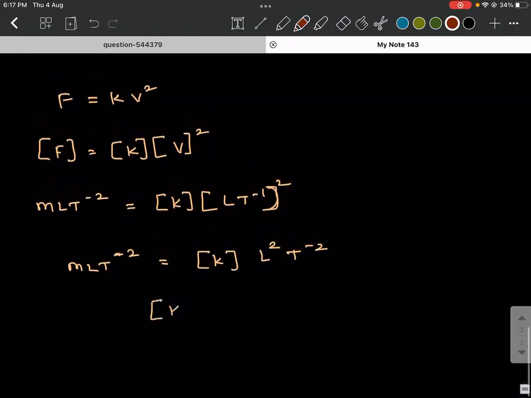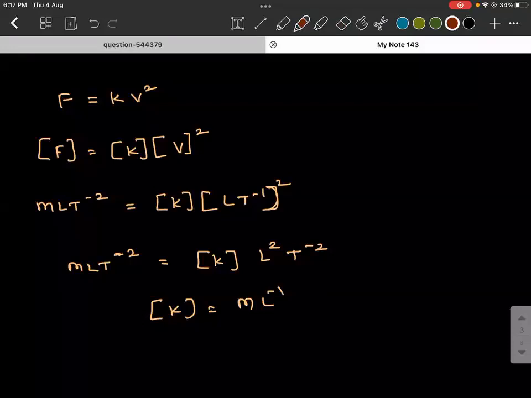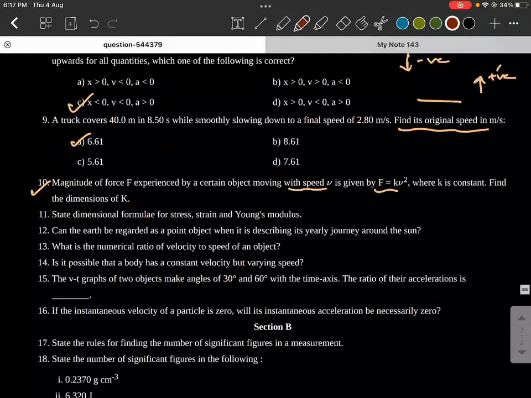So what is the dimensional formula of k? M L minus 1. T power minus 2 will get cancelled. It will be ML minus 1. Is there an option? Oh, no option. It is ML minus 1.